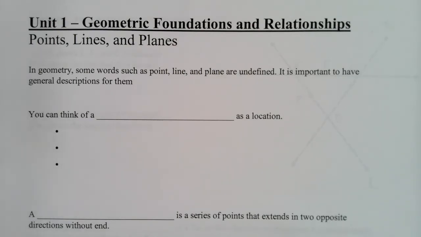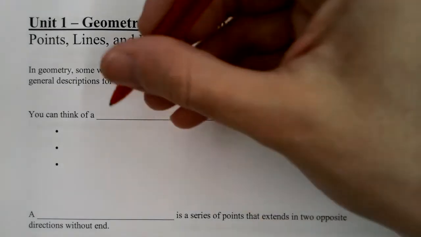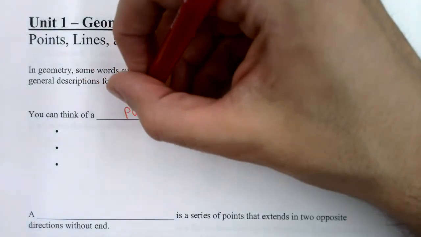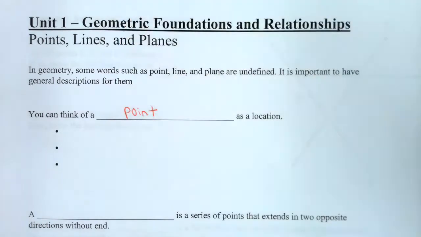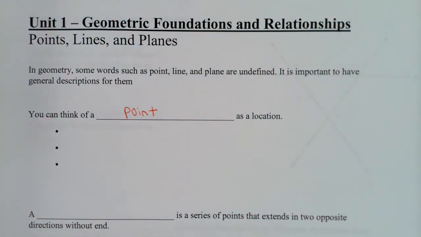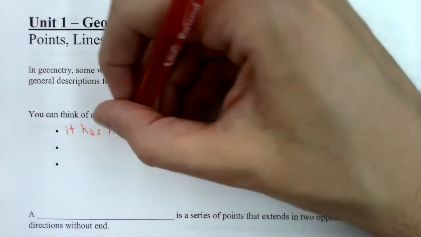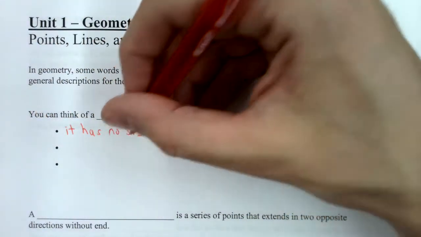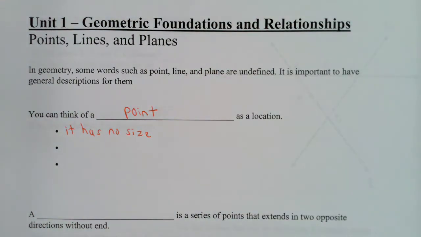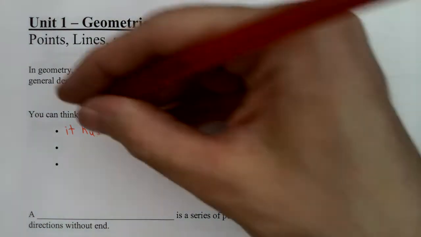All right, so I started by saying in geometry, some words such as point, line, and plane are undefined. So they don't have definitions, but we do have descriptions to describe them. The first one, you can think of a point as a location. Okay? Points have no size. And in diagrams, they are represented by a small dot.